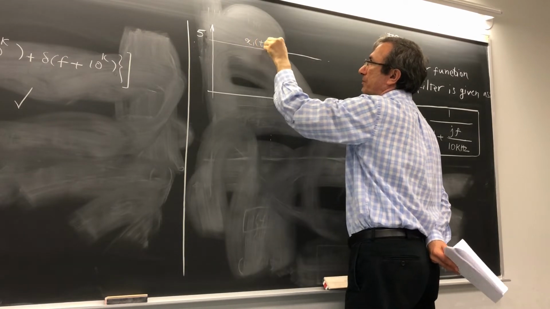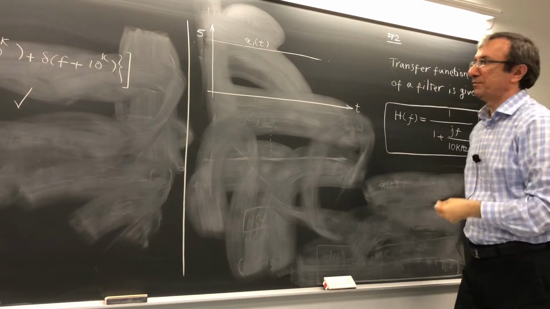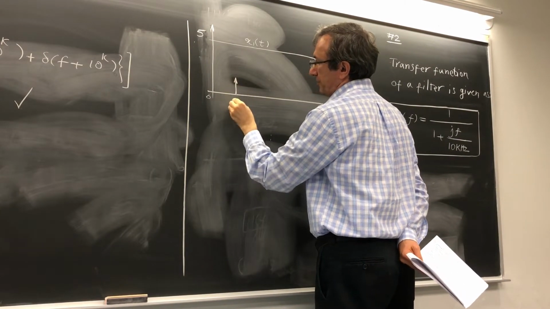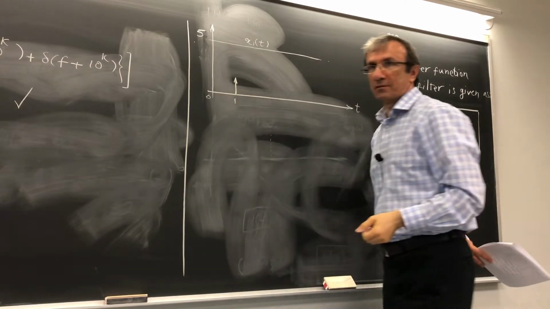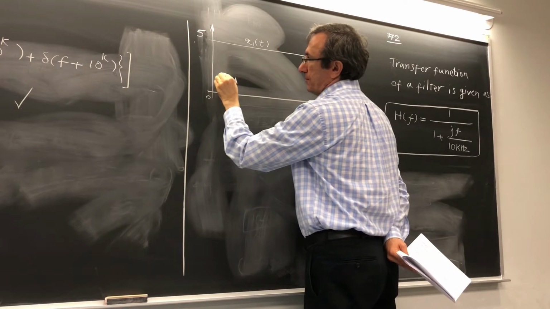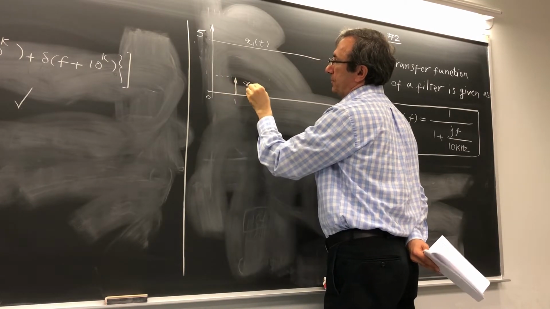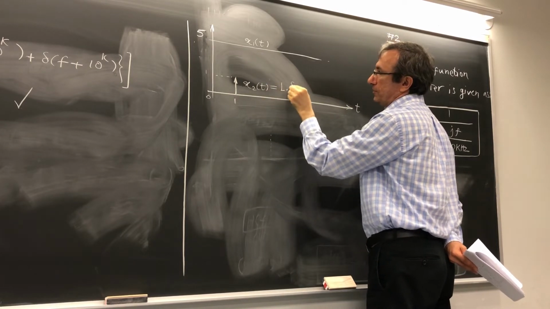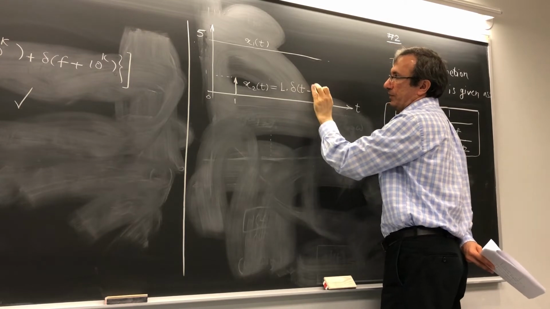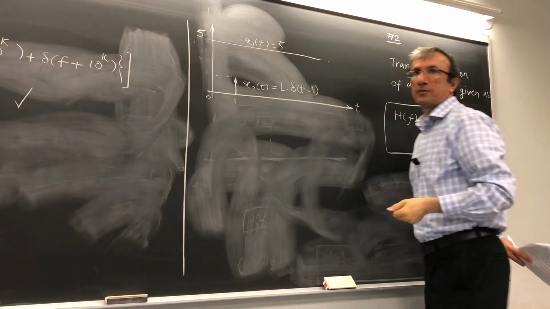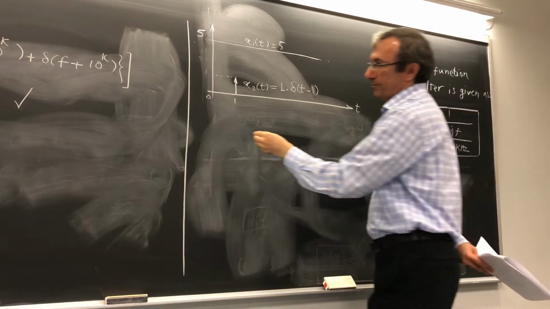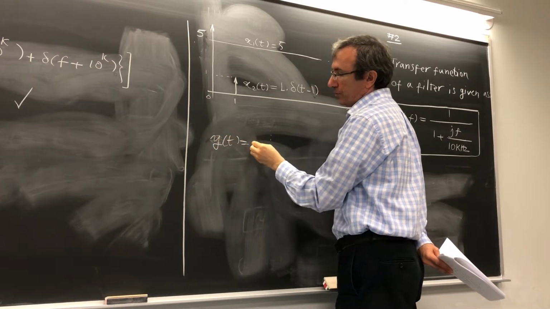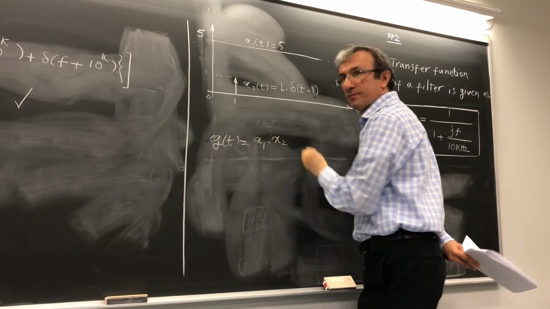Suppose that this is x1 of t, constant phi. And this is a unit impulse, delta function at, let's say, 1. This is x2 of t equals 1 times delta of t minus 1. We are to find y equals x1 times x2.